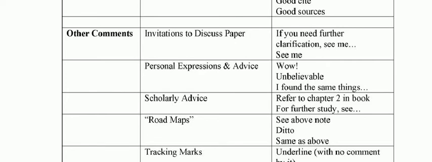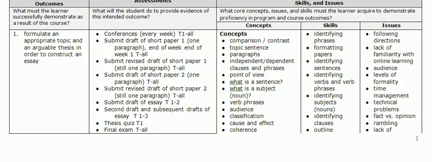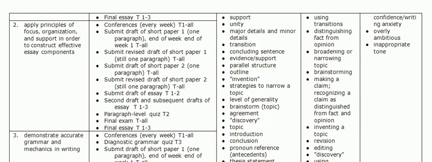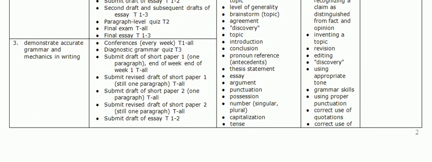What we decided to do was take these first 3 categories, the global, middle, and micro level, and devise our course outcomes based on those categories. The first course outcome for EDCP 103 is a global outcome. Formulate an appropriate topic and arguable thesis. The second one is a middle level outcome, more of the paragraph level and the support for your claims. And the third outcome is a micro level outcome, accurate grammar and mechanics in writing. So we're using the present literature to help inform the course outcomes.